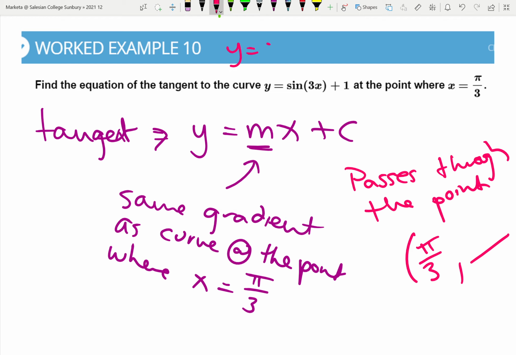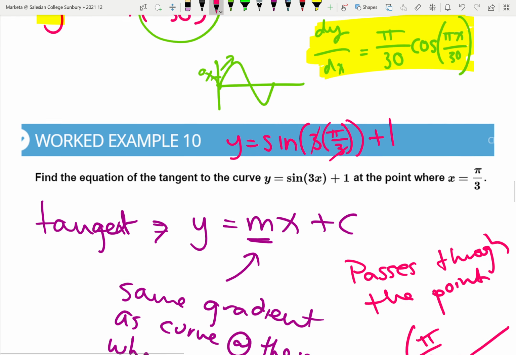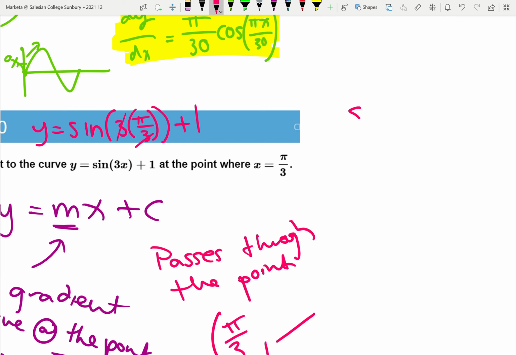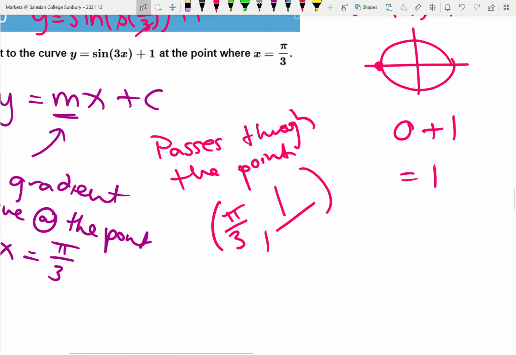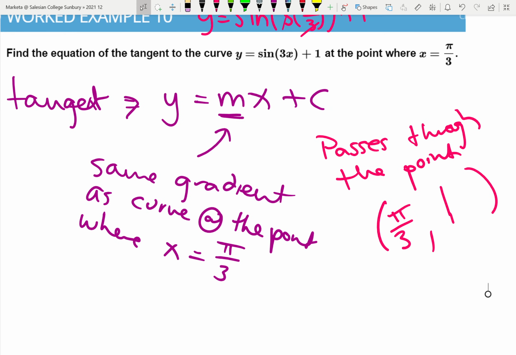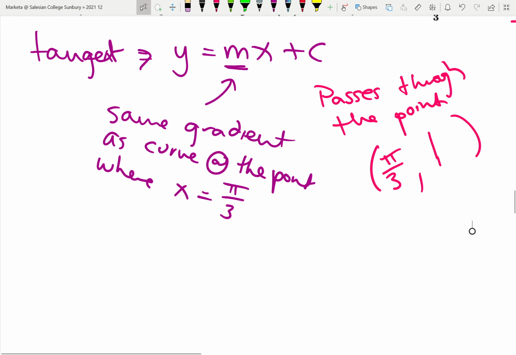y equals sine 3 times pi on 3, plus 1. So, well, that's sine of pi. Probably should have left myself a little bit more room there. So sine of pi plus 1. Let's draw a little picture. There's pi. It's 0. So 0 plus 1, so it equals 1. So your y value is 1 when x is pi on 3. Now that we've got that information, we just need to find out what's the gradient and what's the y-intercept. So let's find the gradient.